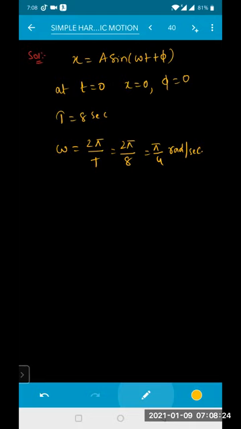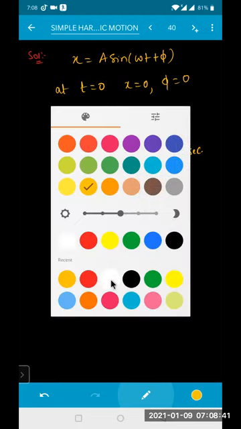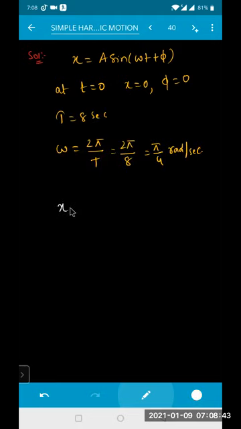But t equals 8 seconds. Omega value is how much for me? Pi by 4 radians per second. So acceleration will be equal to how much? x equals a into sine omega into t. Let me talk about the x coordinate. We know the relation x equals a into sine omega t. It is very clear now. The phi value is nothing but 0.